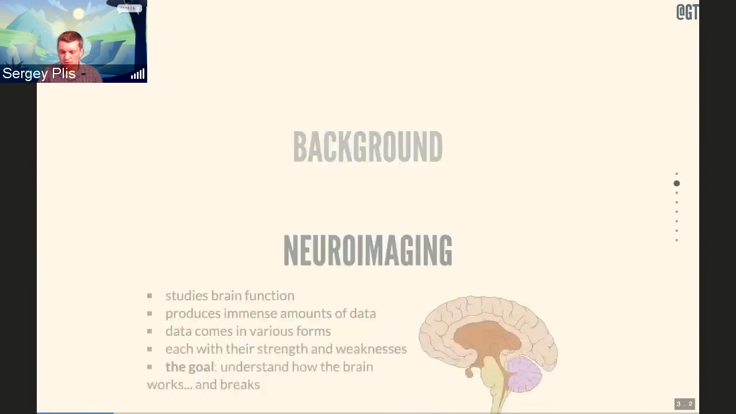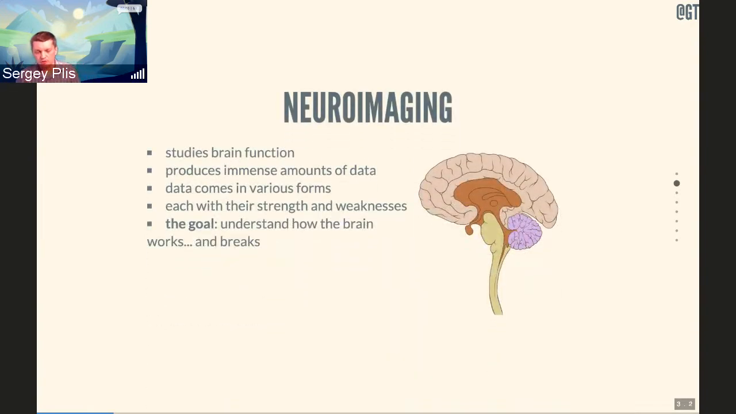So now think about neuroimaging. It studies the brain, produces an immense amount of data. Well, you already figured. Data comes in various forms, each with their strengths and weaknesses, and our goal is understanding how the brain works and breaks, because we study mental disorder where the brain is arguably already broken, right?